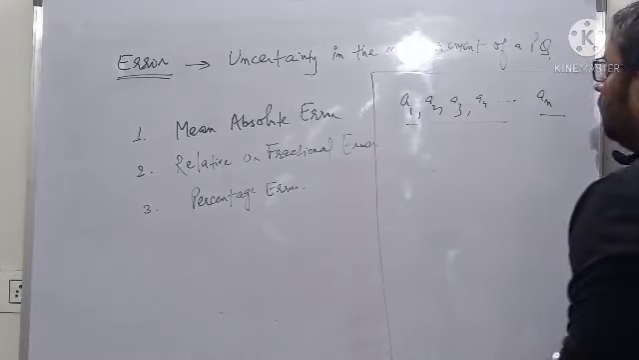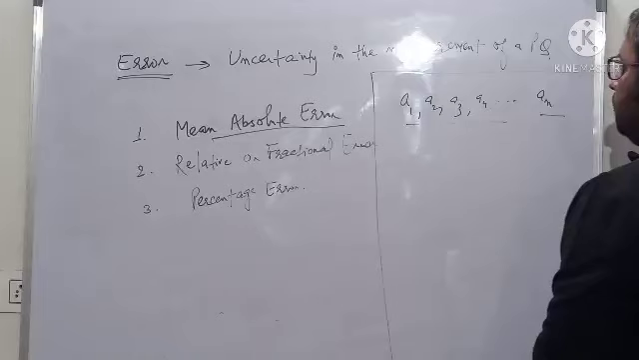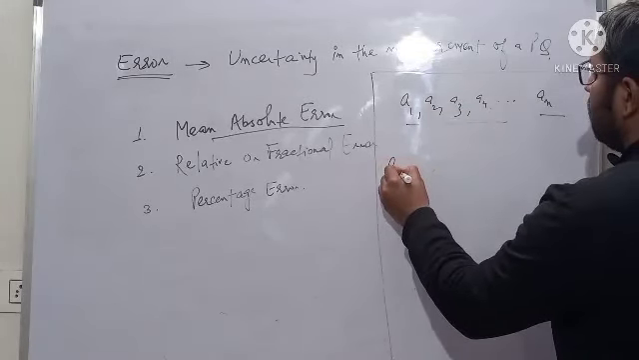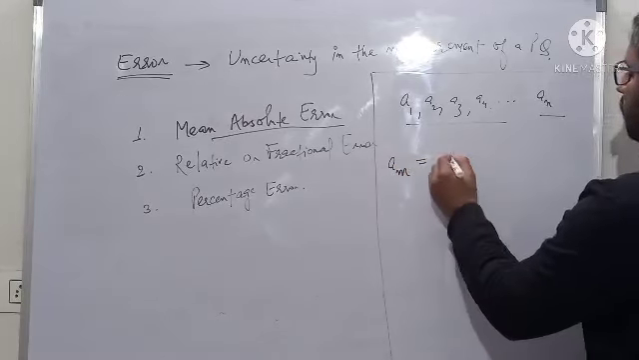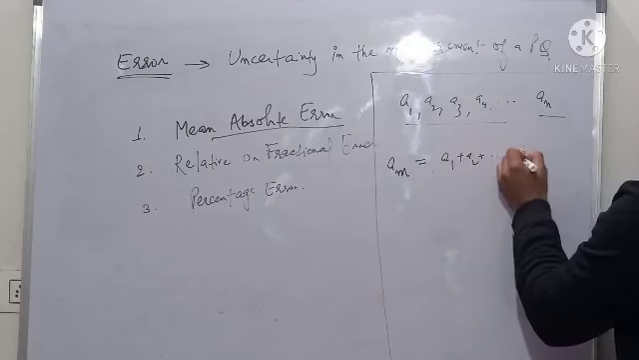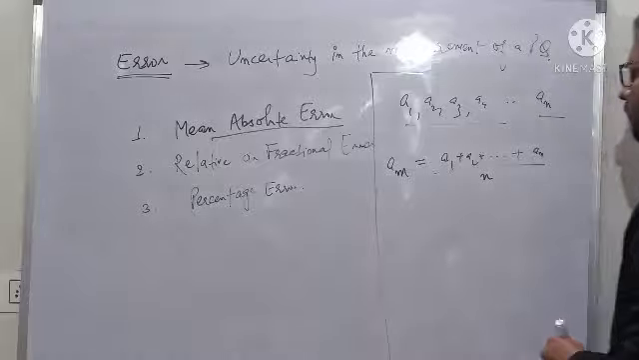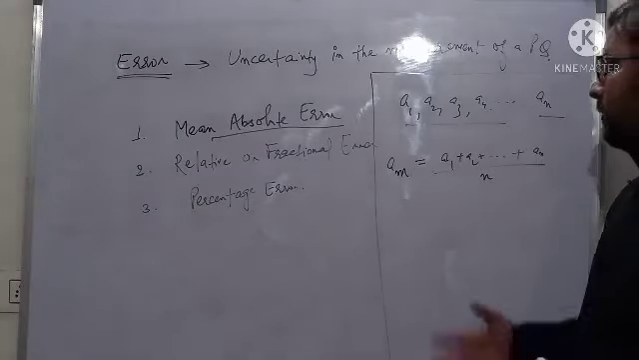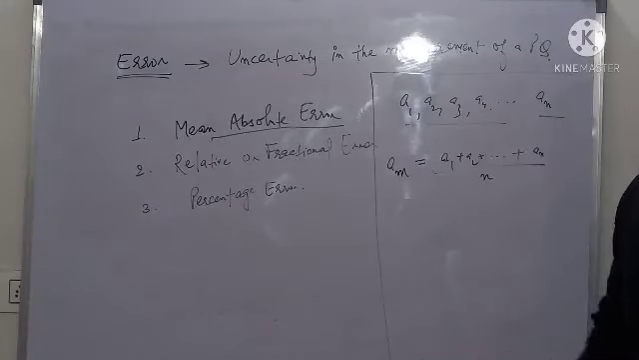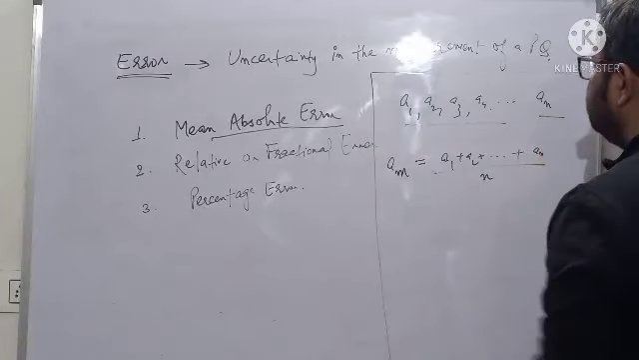So now what is mean absolute error, MAE? What will be the average of all these observations? Let us call it AM. AM will be equal to A1 plus A2 plus up to so on AN divided by N. Generally we assume the average value to be the true value for a physical quantity. So this is my AM, right?